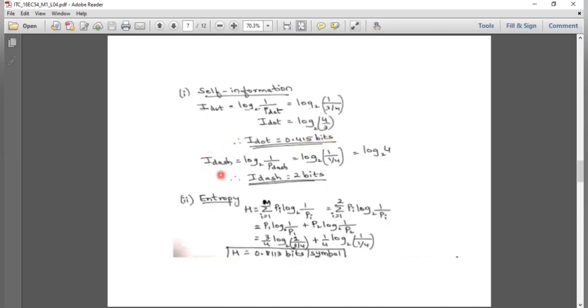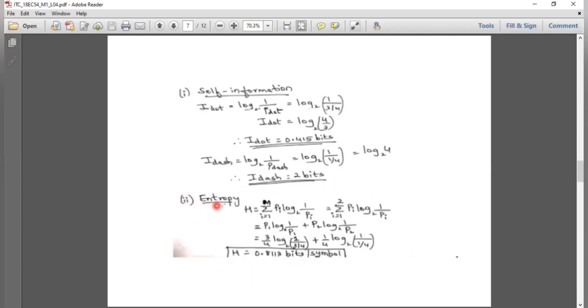Similarly, information conveyed by dash can be written as log 1 by probability of dash to the base 2. Substitute probability of dash, that is 1/4. Hence we'll obtain log 1 divided by 1/4, which can be written as log 4 to the base 2. Therefore, I dash results in 2 bits.